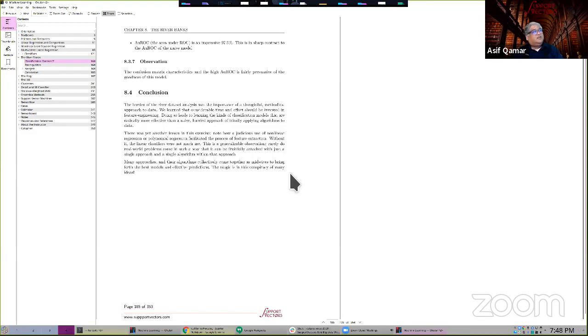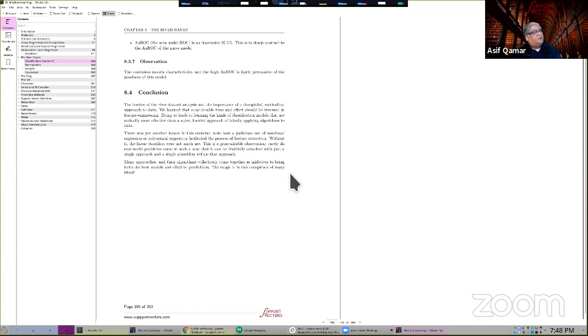There was yet another lesson in this exercise. Note how a judicious use of nonlinear regression or polynomial regression facilitated the process of feature extraction. Without it, the linear classifiers were not much use. This is a generalizable observation.